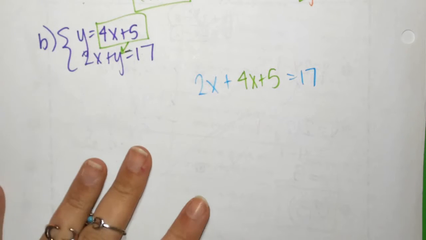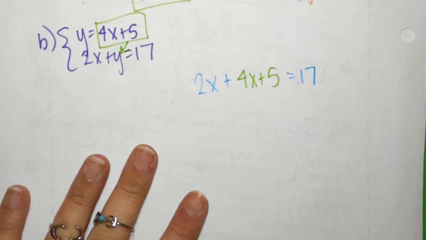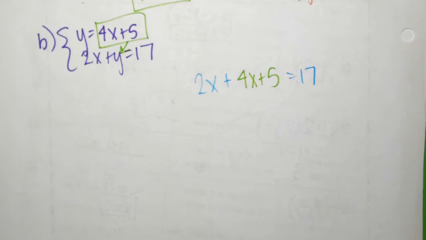Now, before we've had parentheses, why did we not have any parentheses this time? Yes, there's no number in front of y. Fantastic. Give your team a point, Alan.